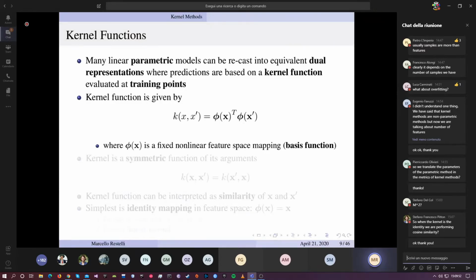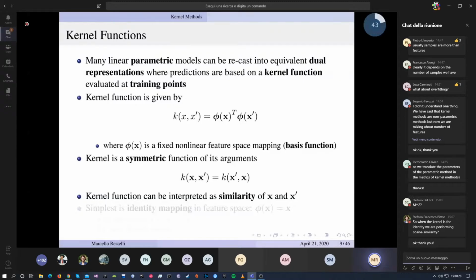Even if you do not know phi, the function that maps x to the feature vector, even if you do not know this value, you can use the kernel and solve the problem. We will see how to do this in a few slides. So first of all, we see some properties. The kernel, of course, is symmetric because, as we have said, the scalar product is symmetric, and so the kernel is also a symmetric function.